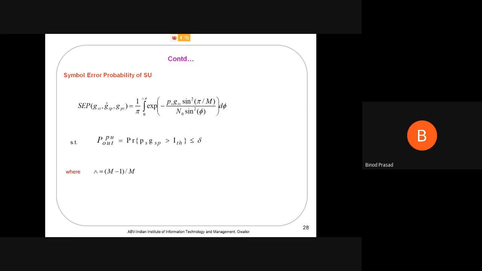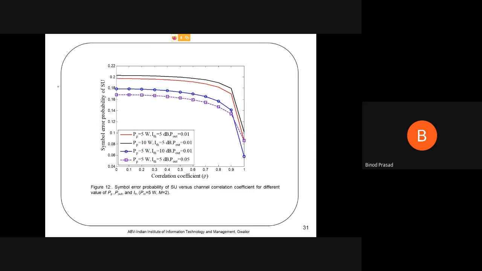Based on that, performance metrics like the symbol error probability of the SU are evaluated, as we can see here. As we discussed earlier, if you increase the correlation coefficient, the performance will be better, because we are approaching a more perfect case, the channel is more accurate, and that gives an improvement in performance. So we have a lower symbol error probability. Similarly, if you have a higher interference threshold, the performance will be better, and we can see from this picture that this scenario is having 10 dB, and this is having 5 dB. In this case also we have taken care of the peak power.